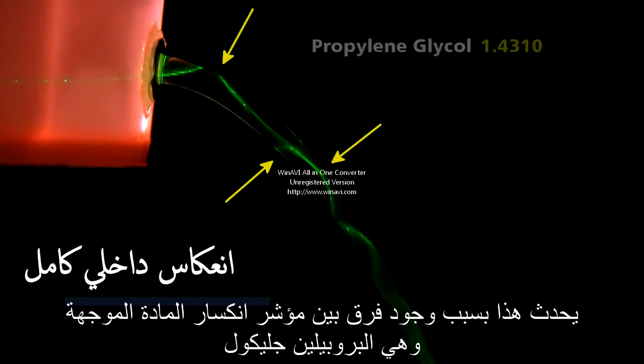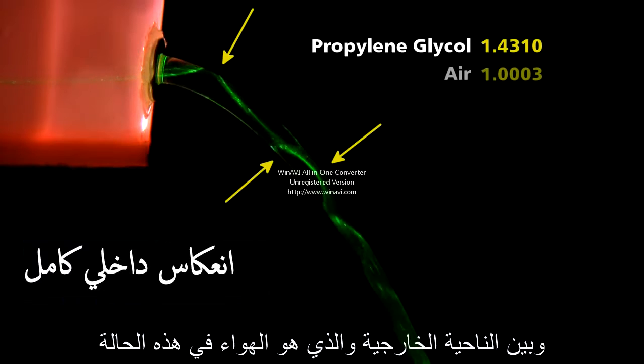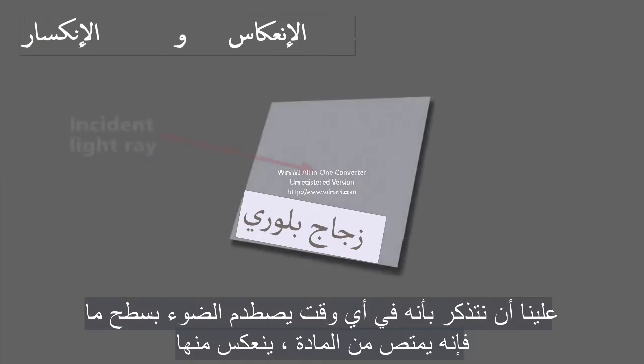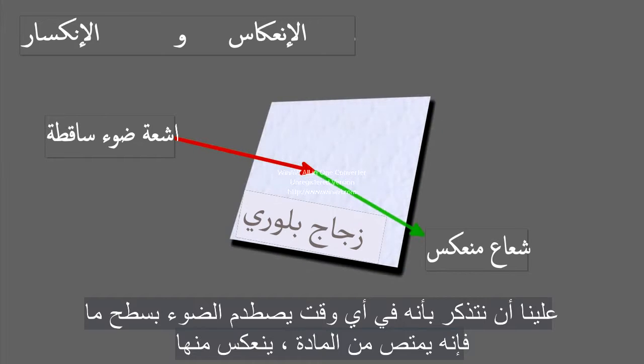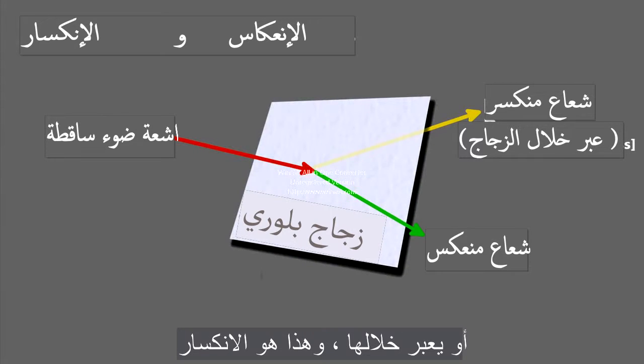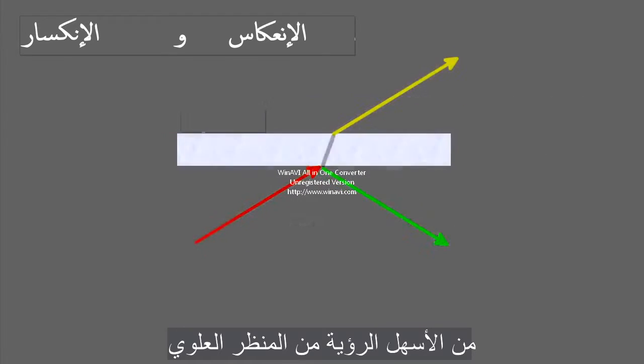This occurs because there's a difference between the index of refraction of the guide material, here propylene glycol, and the outside, air in this case. Recall that any time light strikes a surface, it can either be absorbed by the material, reflected from it, or pass into and through it. The latter we call refraction. It's easier to see from a top view.